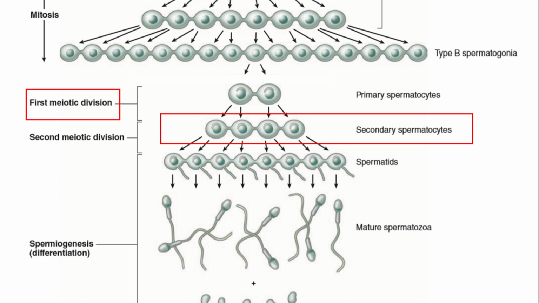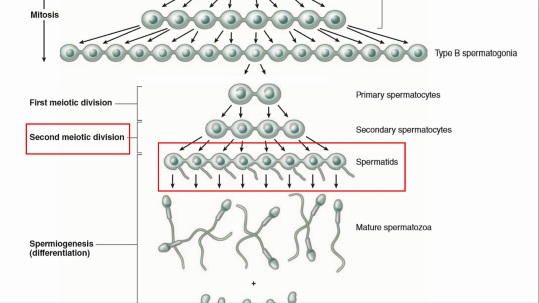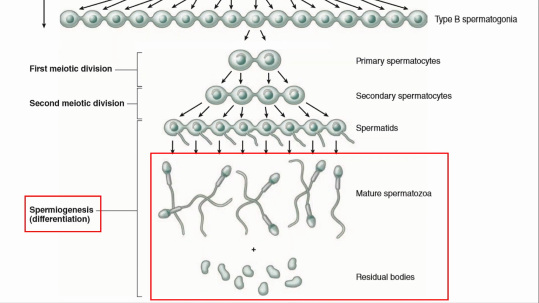Each of those secondary spermatocytes, which are by the way haploid, will undergo the second meiotic division to produce another batch of haploid cells, which we call the spermatids. And then the spermatids will undergo a maturation process called spermiogenesis to produce the mature spermatozoa and also producing residual bodies. Residual bodies are the extra cytoplasm coming from the spermatids.